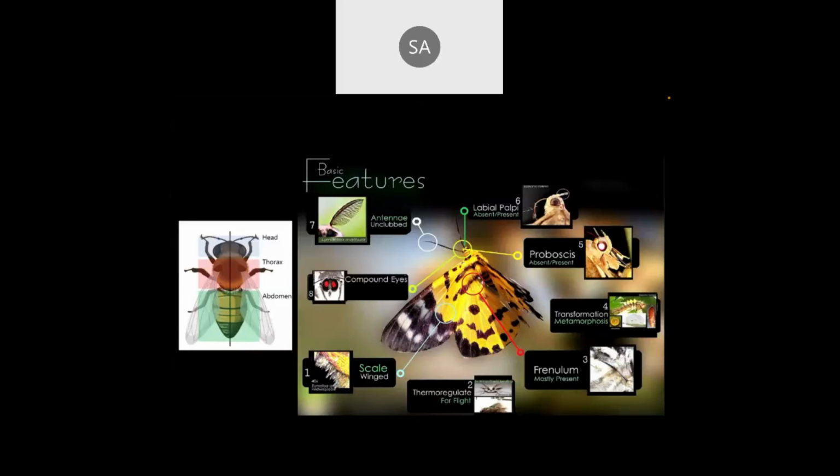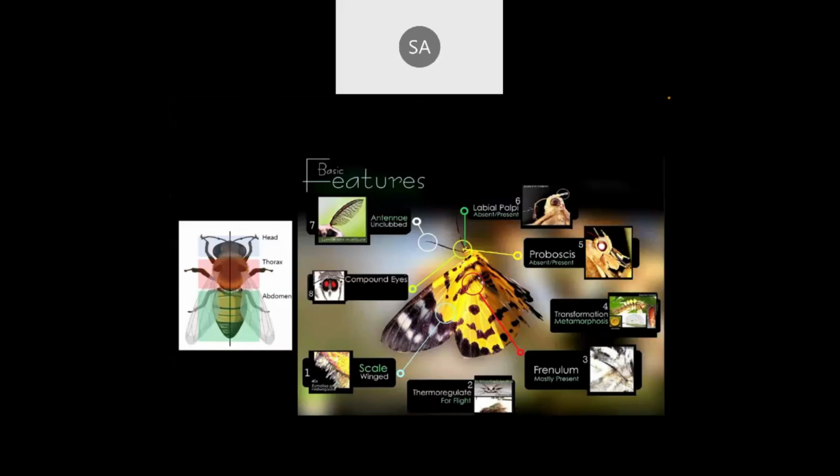There are three segments on the thorax. The first segment contains the front legs. The second segment contains the forewings and the second pair of legs. And the third segment contains the hind wings and the third pair of legs. The third part of the body is the abdomen, which has the sexual and the digestive functions.